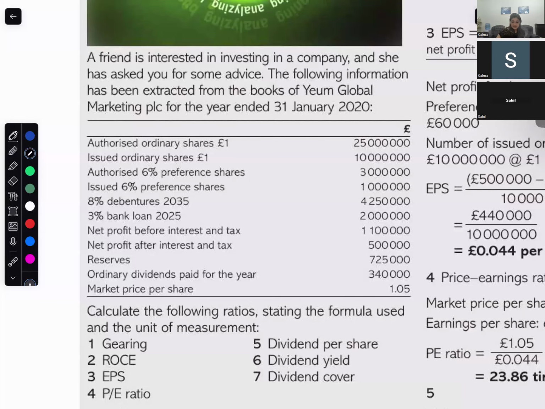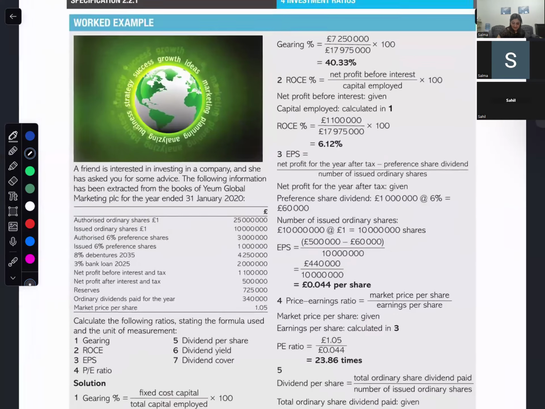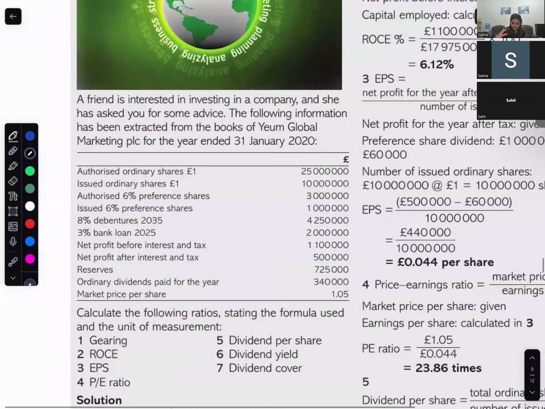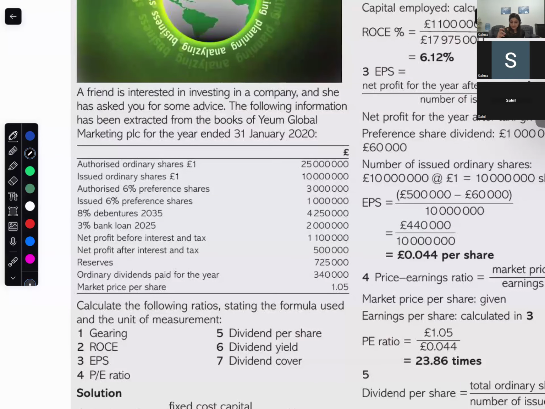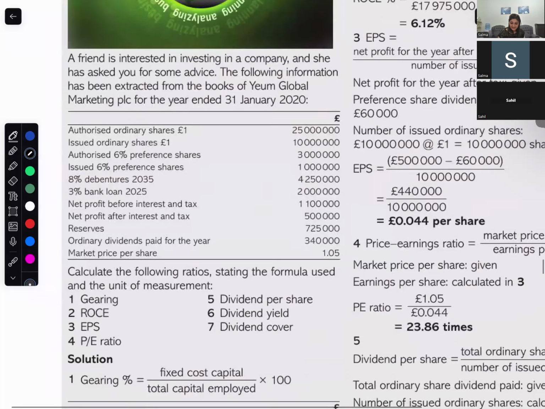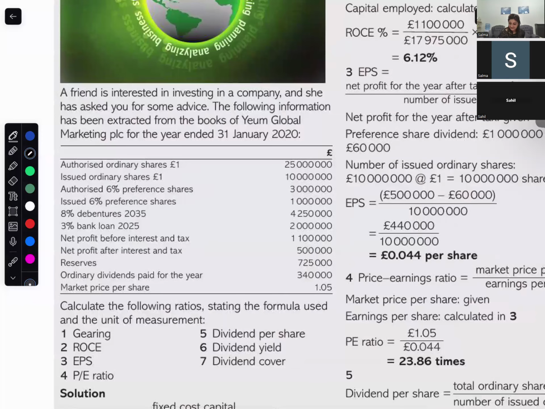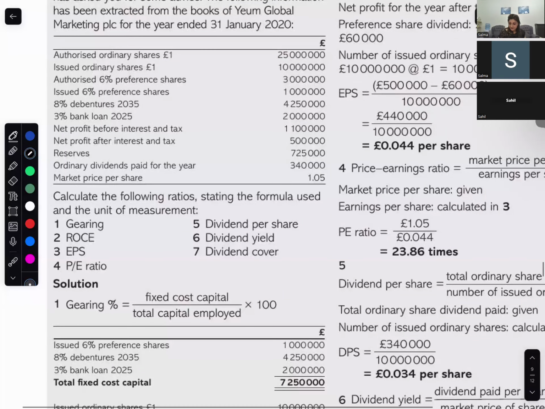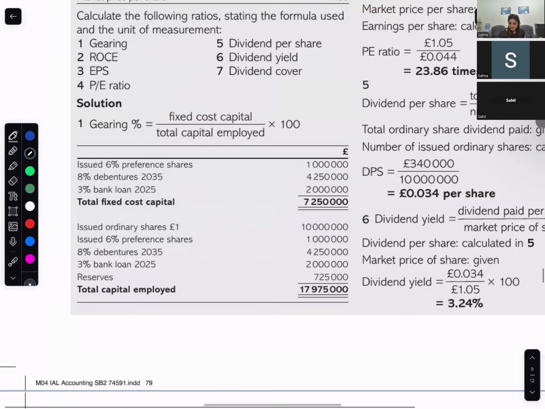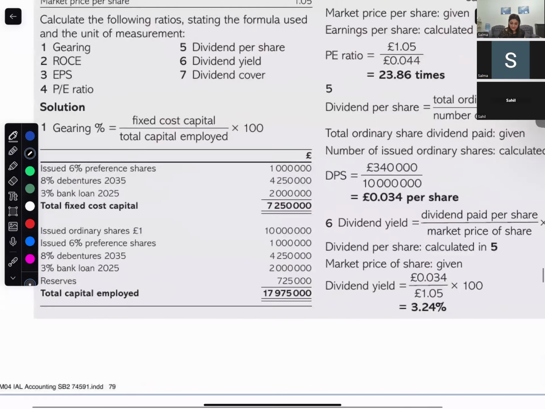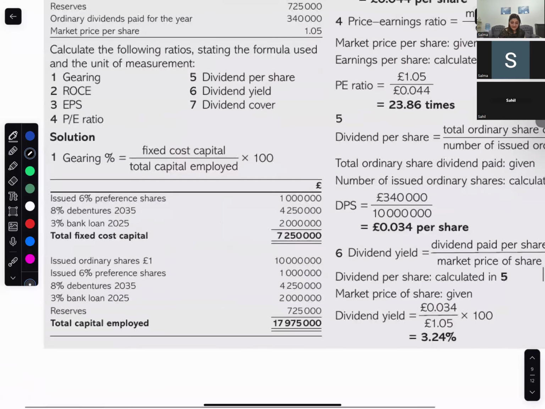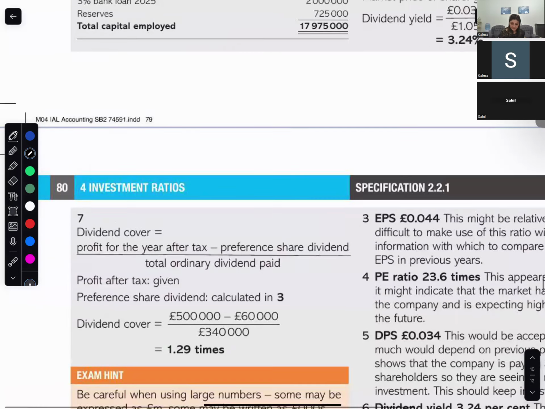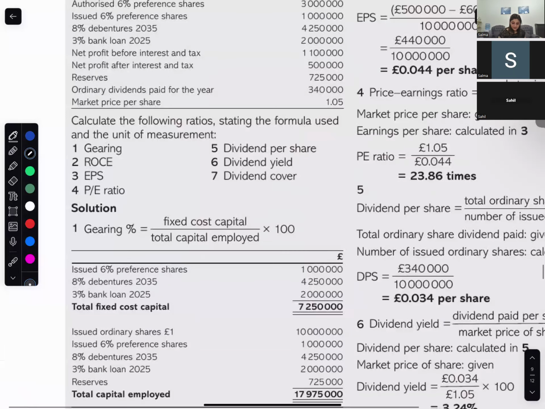In order to do this sum, which is in your worked example, you just have to calculate the ratios and the unit of measurement used. Price earning ratio will be in what? Times. Gearing will be percentage. Return on capital will be percentage. Dividend per share would be per share. Dividend yield would be percentage. And dividend cover would be times. With me? Do this sum.